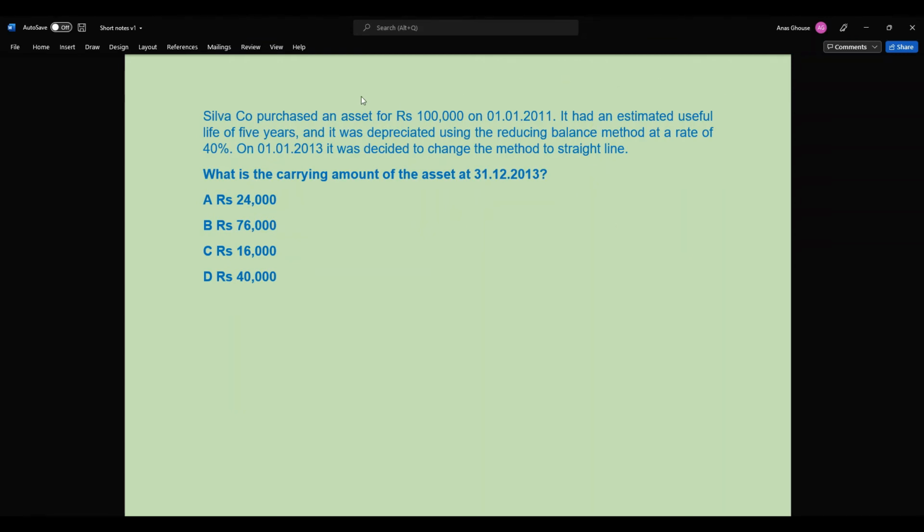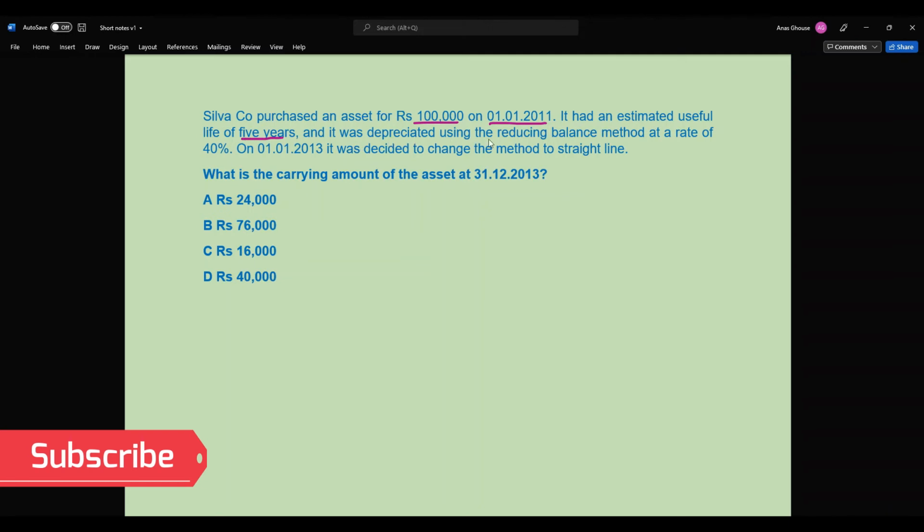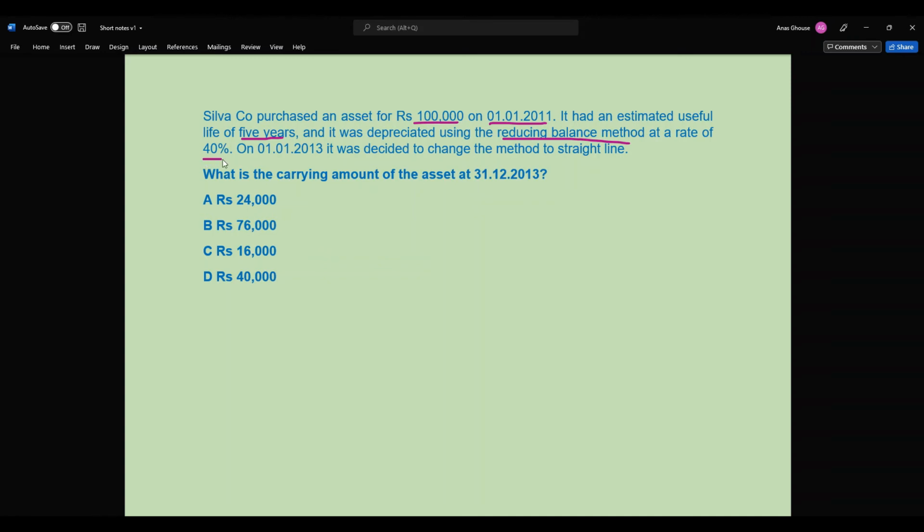Now let's look at this question. Silver company purchased an asset for 100,000 rupees on 1st January 2011. It had an estimated useful life of 5 years and it was depreciated using the reducing balance method at a rate of 40%. On 1st January 2013, it was decided to change the method to straight line. What is the carrying amount of the asset on 31st December 2013? You are given 4 answers.